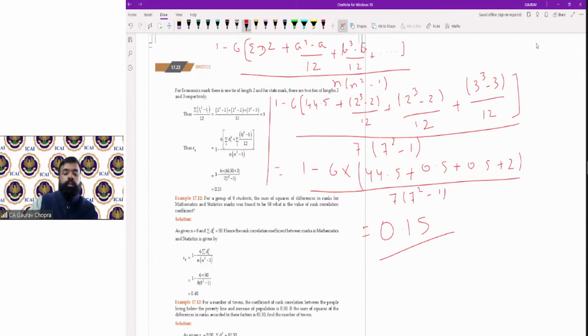Now the 12th one. For a group of 8 students, the sum of square of differences in rank for mathematics and statistics was found to be 50. So 8 students, it means n is given.